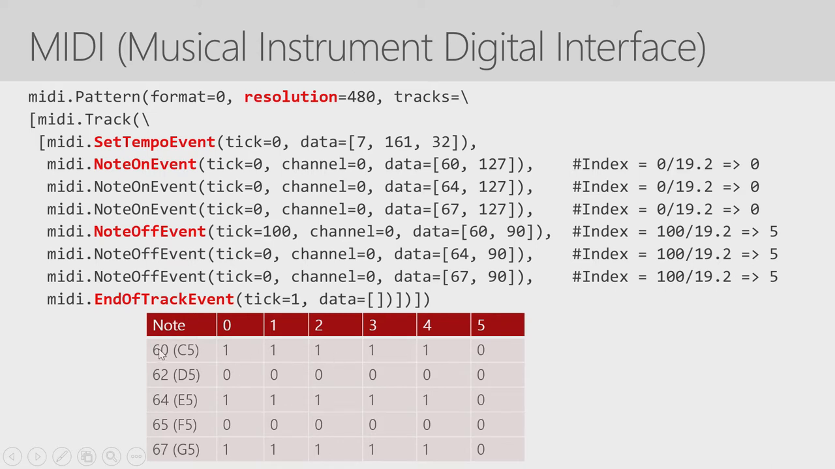So if you look at this piano roll, what it's saying is notes C5, E5 and G5 are all pressed from the 0th to the 4th index, where each index represents 19 milliseconds and it's being held, and then at the 5th index, it's being released. So it's a C chord. Does that answer your question?